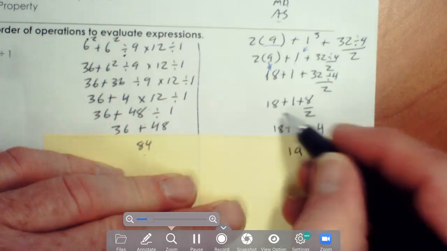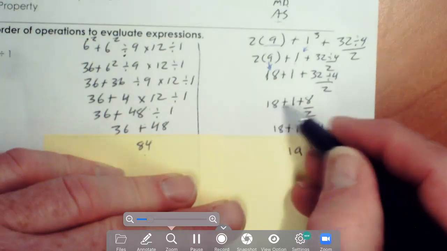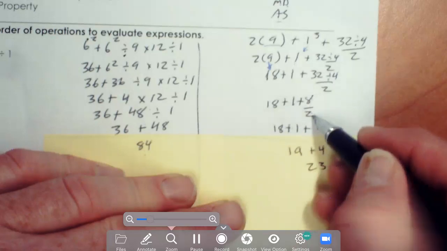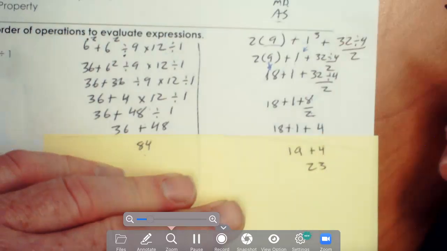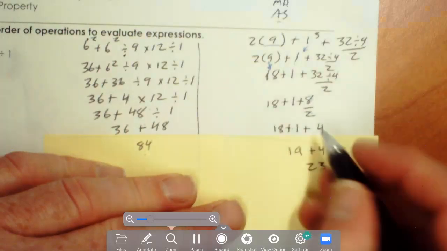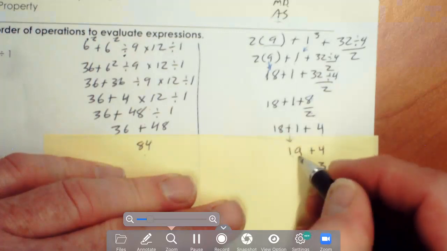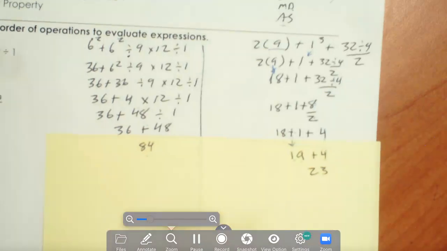And then we have to take care of this division here. So this is 18 plus 1, and 32 divided by 4 is 8, so I still have 8 divided by 2. Now I could write this like this too if you wanted to, 18 plus 1 plus 8 divided by 2. But they're just using the fraction bar to see if they can trick you. So 8 divided by 2 is 4, so then I have 18 plus 1 plus 4. Finally, I can do some addition. 18 plus 1 is 19, plus 4 is 23.